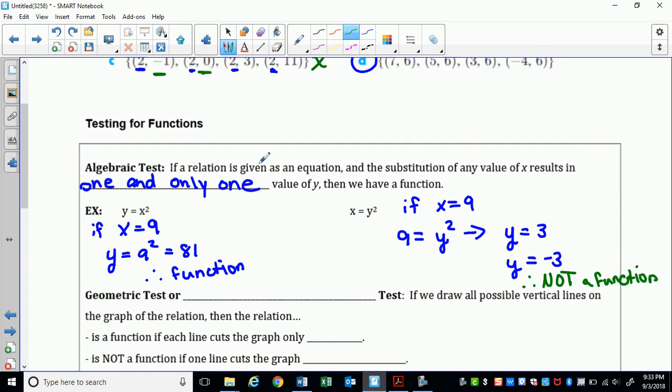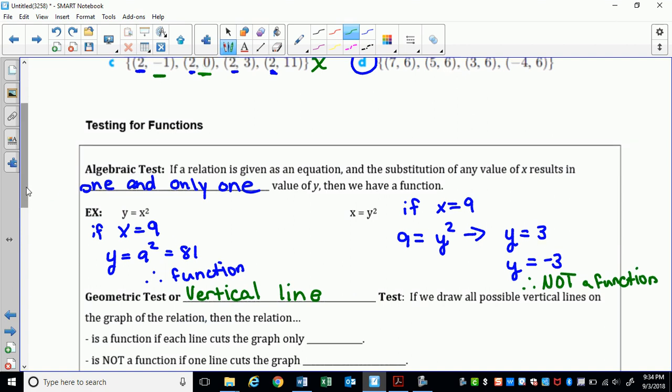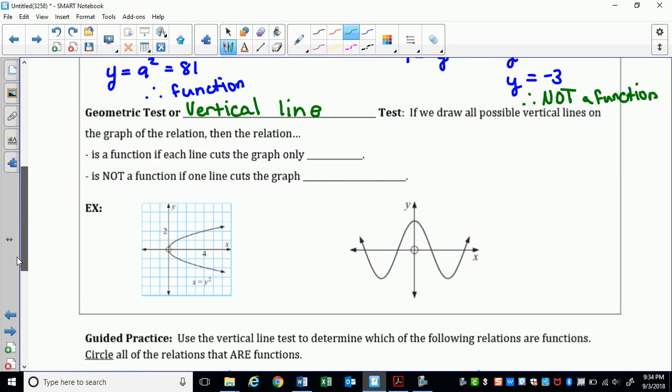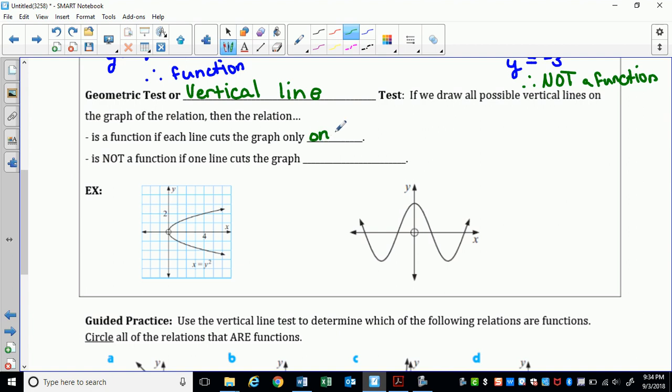Not okay. We have a geometric test for this, which I know you guys have heard of. It is called the vertical line test. If we draw all possible vertical lines on the graph of the relation, then the relation is a function if each line cuts the graph only once. It is not a function if one line cuts the graph more than once.